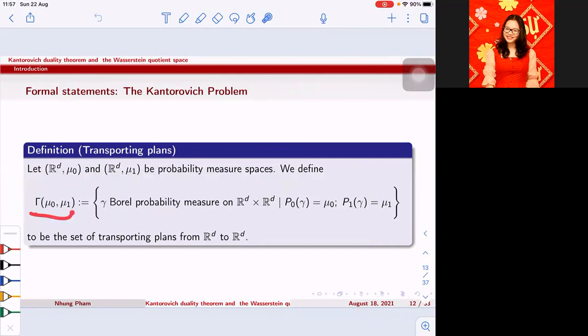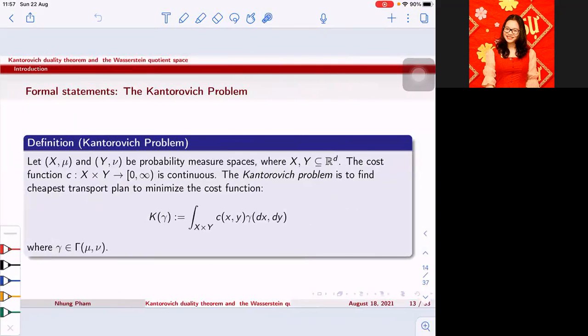So the set of transporting planes is big gamma of mu0, which is the starting distribution, and mu1, which is the destination distribution. It's a set of Borel probability measures on the cross product of the space, which has the first marginal to be the starting distribution, and the second marginal to be the destination distribution.